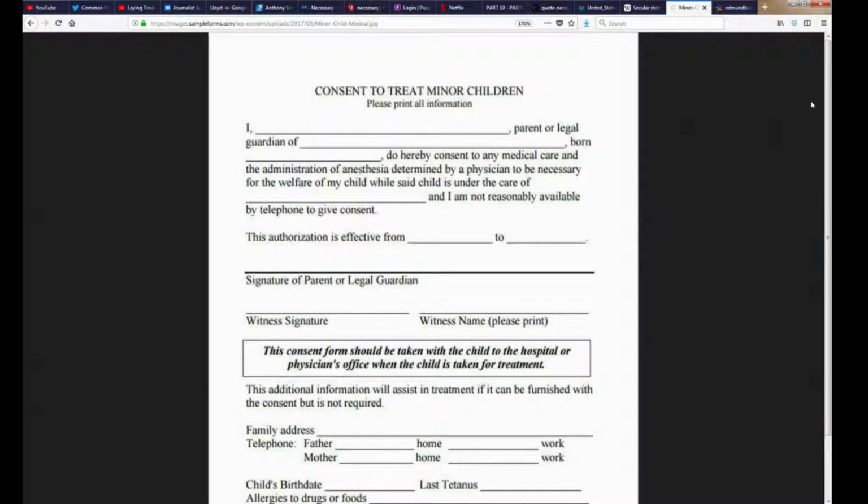So again, reasonable is in the eye of the beholder. It's very subjective. What one person determines to be a reasonable course of action, another person may not deem to be a reasonable course of action.